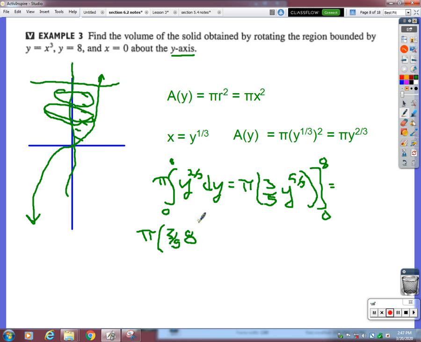So that's 8 to the 5/3. Okay, so the cube root of 8 is 2. 2 to the 5th is 32. So this is pi times 3/5 times 32, which in the end is 96 pi over 5. Okay, that's it. Strange but true.